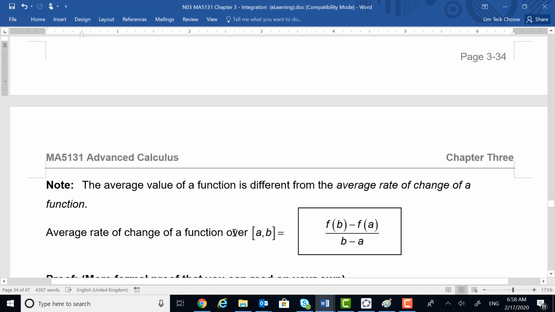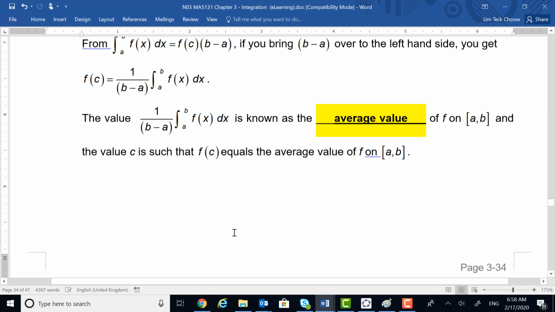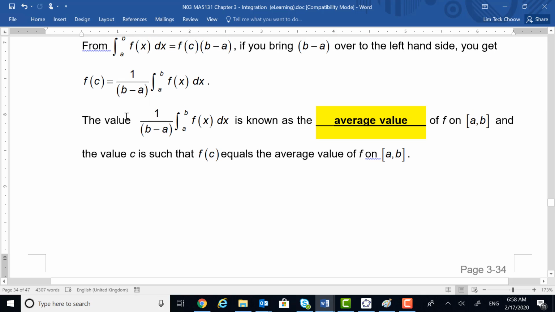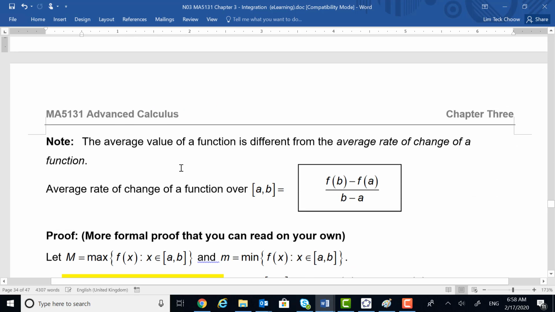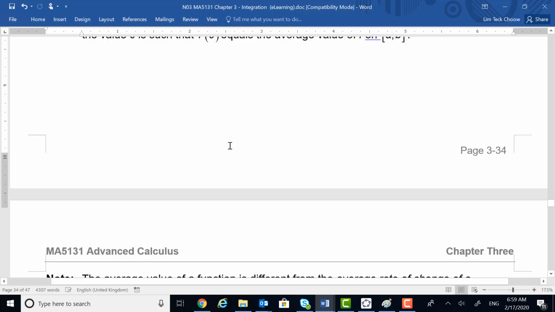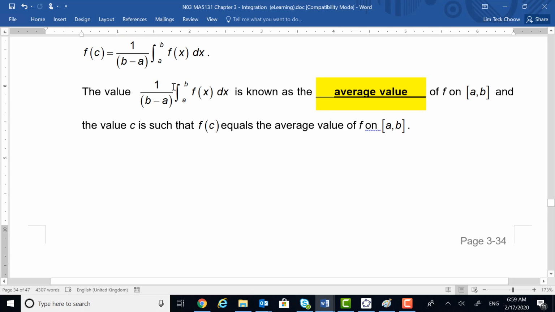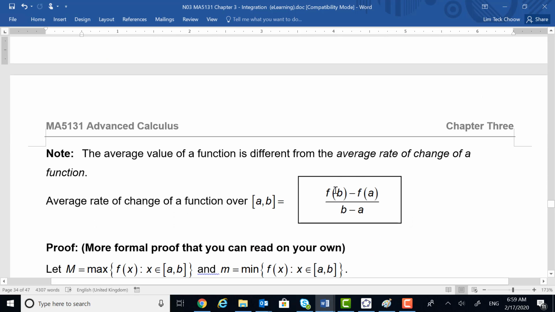That is an important note you want to realize. You do not want to confuse the average value with the rate of change. You can see they are different. This is just change over the interval. This is the integral over the interval. So bear in mind, integral has the meaning of sum. So it's like the sum of f(x) over the interval. So this is the average value. This is change over the interval. So this gives you the rate of change, the average rate of change.